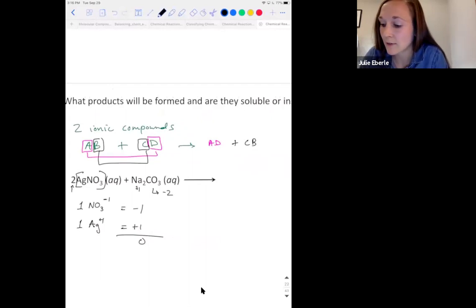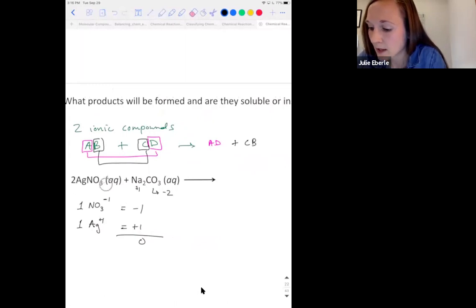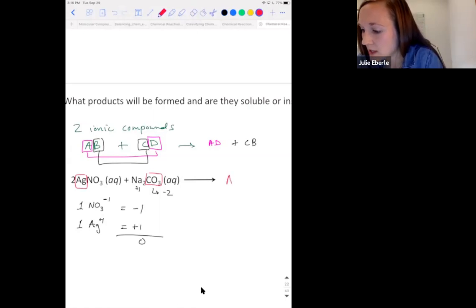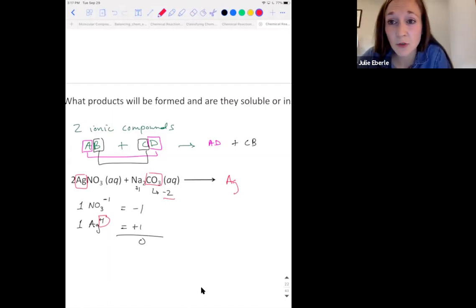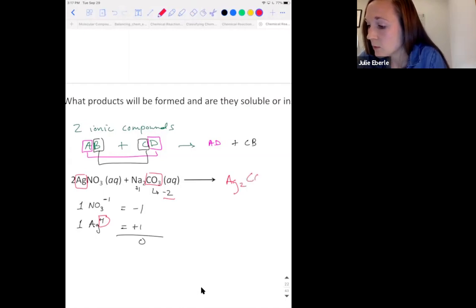So if we're going to have silver, it is going to combine with what? What's the anion on my other compound? It is carbonate. So silver and carbonate are going to combine to form my first compound over here. So it should be Ag. Now carbonate we said is a -2, silver is a +1. So we do the switch trick. Remember the switch trick when you go to write this out? We need 2 silvers and 1 carbonate.